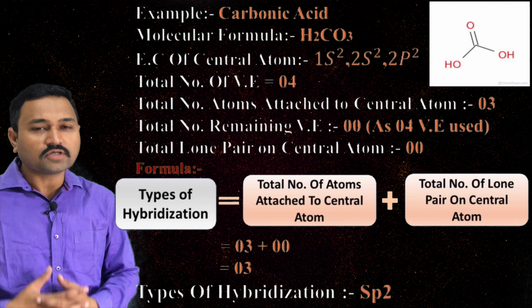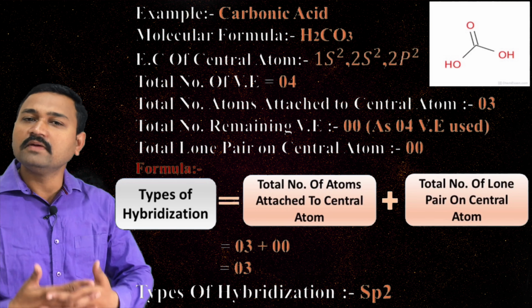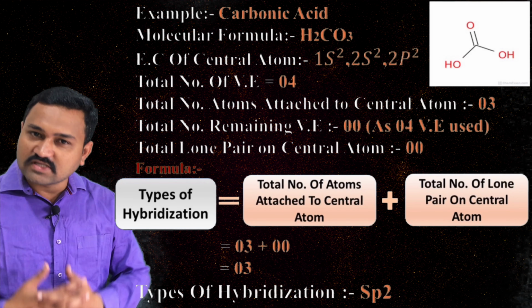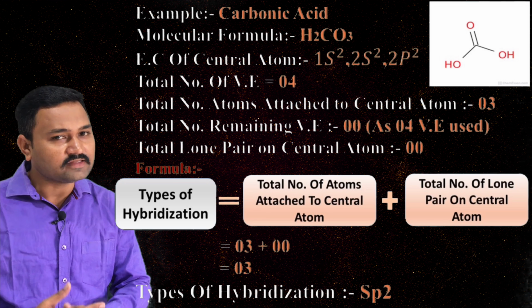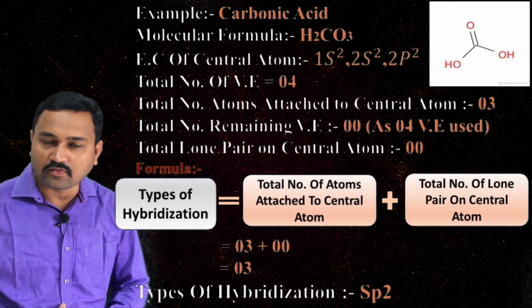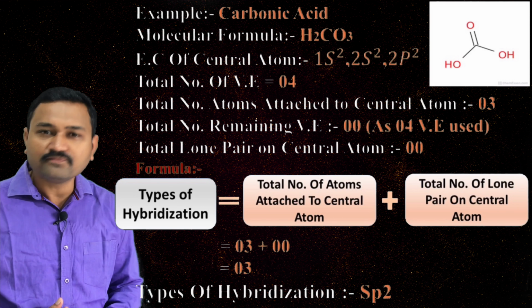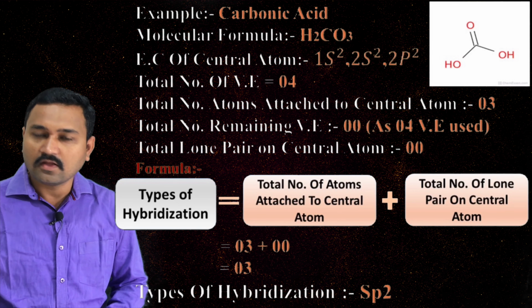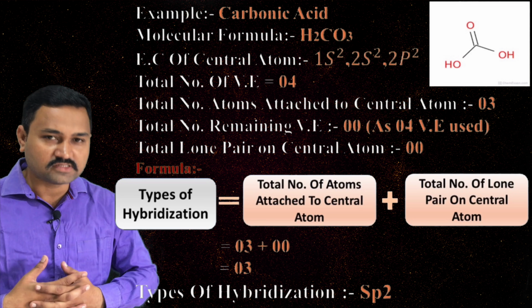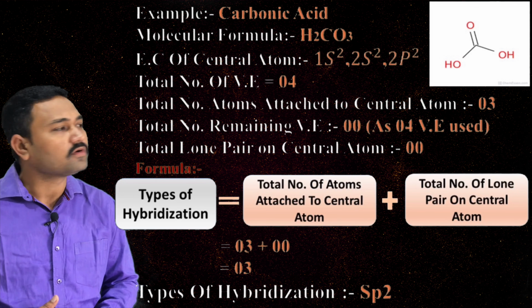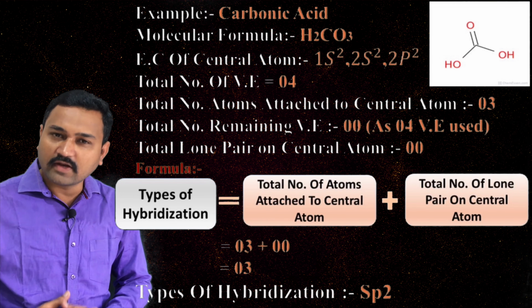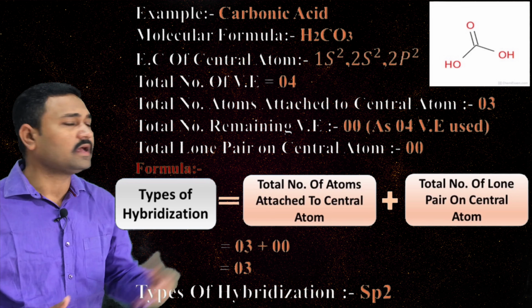So the total remaining valence electrons will be equal to 0, as the central carbon atom contains only 4 valence electrons. They are used to form these bonds. So the remaining valence electrons on the central carbon atom will be equal to 0. As the remaining valence electrons is equal to 0, therefore the total number of lone pairs of electrons on the carbon atom will also be equal to 0.